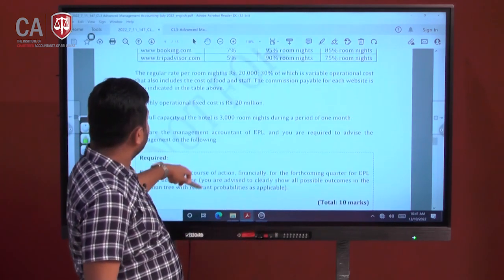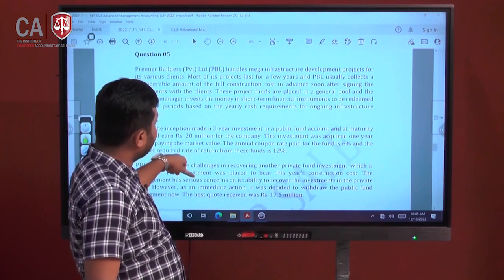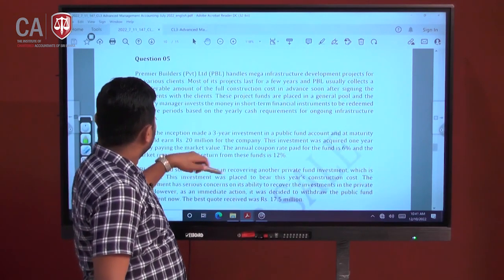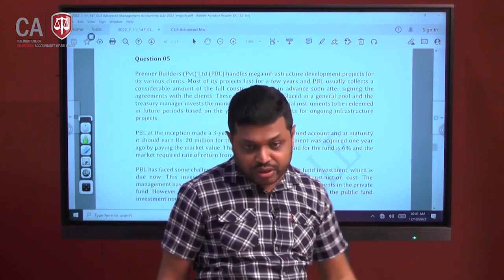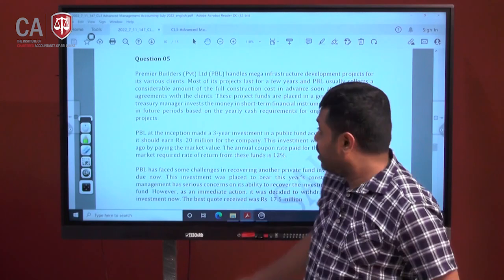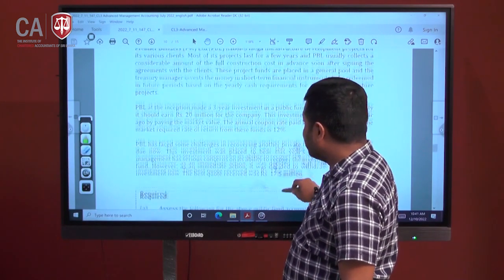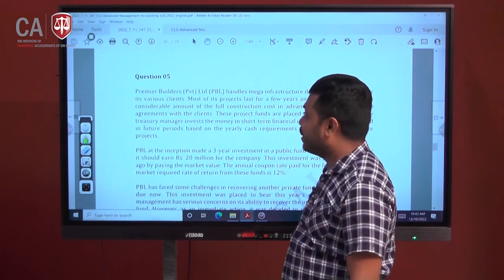Right, that is question number 4. We can move to question number 5 thereafter. Question number 5, the last question of section 2. This is relating to working capital management. Okay, working capital management.